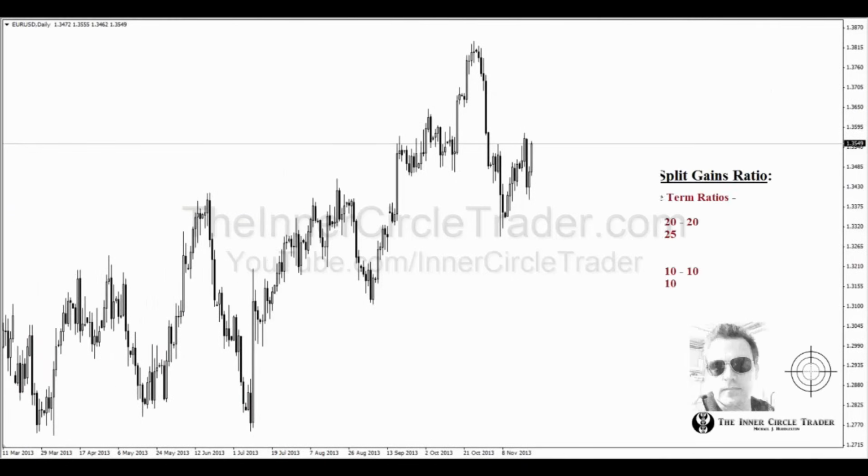Okay, guys, we're going to be looking at the intermediate term ratios. Now, what is a split gain ratio? Well, it's something I just classified for teaching purposes because I don't have any real specific. I do this every single time. Okay, so I'm giving you these ideas to stimulate your decision making in your own trading.